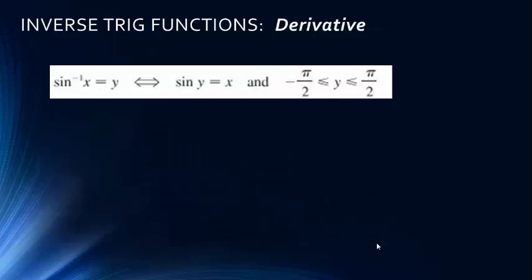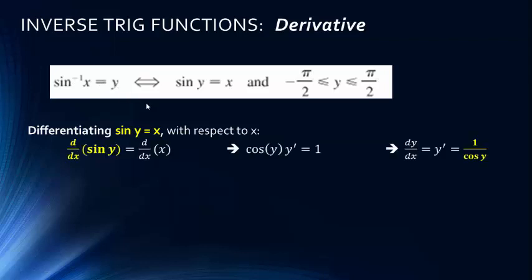So here we have the inverse sine of x equals y. I'm just going to prove one of these out, and then I'm going to give you the formulas or shortcuts. Remember that we can rewrite the inverse sine of x as y. We just saw this as sine of y equals x. If we want to find the derivative of the inverse sine of x, we can differentiate both sides with respect to x.